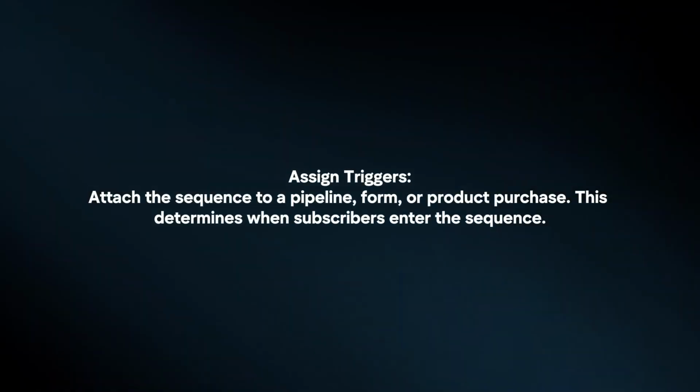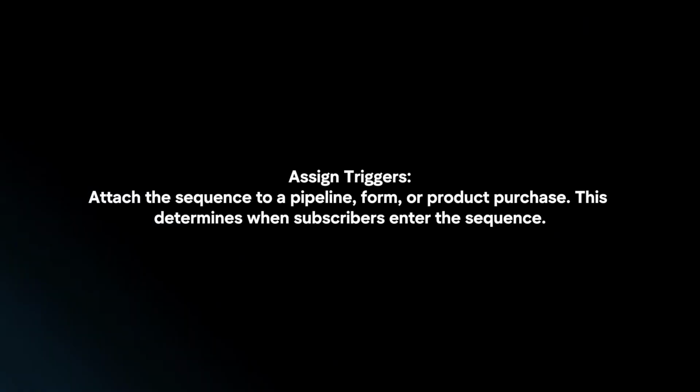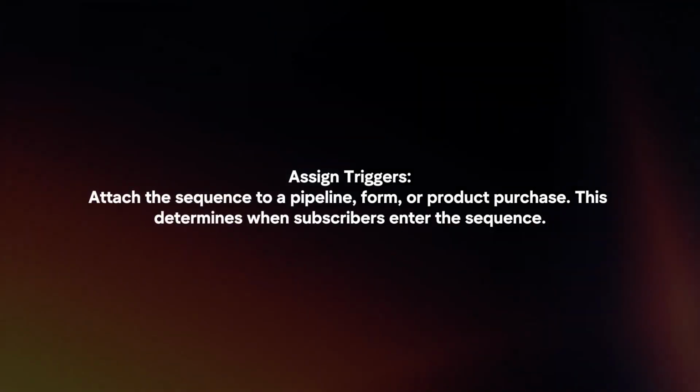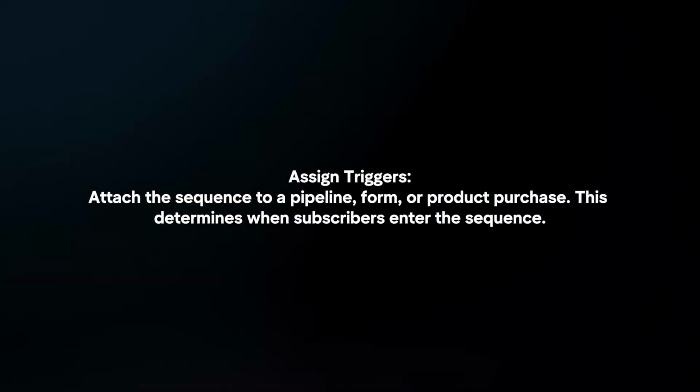Assign triggers. Attach the sequence to a pipeline, form, or product purchase. This determines when subscribers enter the sequence. Test and launch. Preview and test the sequence to ensure accuracy. Once satisfied, activate the sequence.